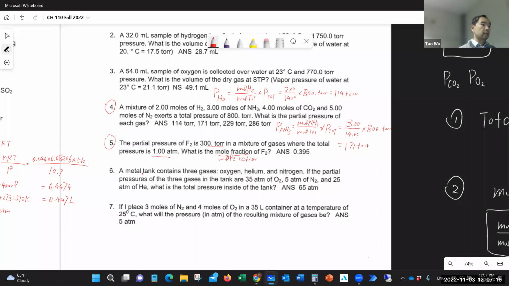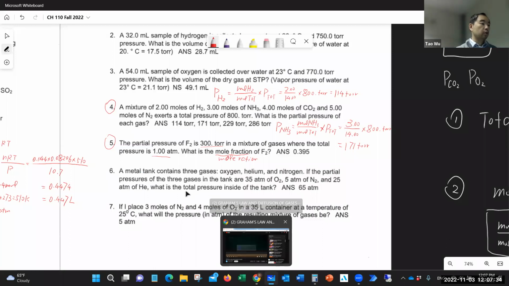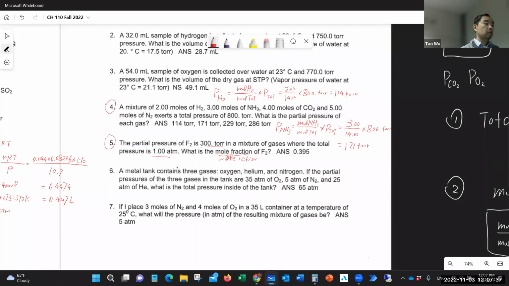Well, then how do we figure it out? Obviously the mole ratio is equal to the partial pressure of the gas over the total pressure. That's it, right? But you need to make sure the units are the same. You cannot simply use 300 divided by 1. Either you convert the 1 atmosphere to torr, or you convert the torr to atmosphere. It doesn't matter which one, but you have to make sure the units are the same.